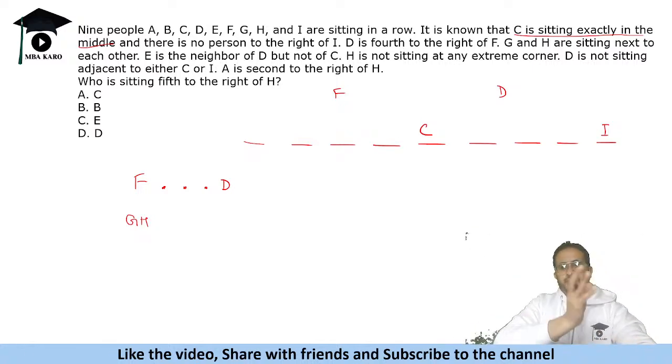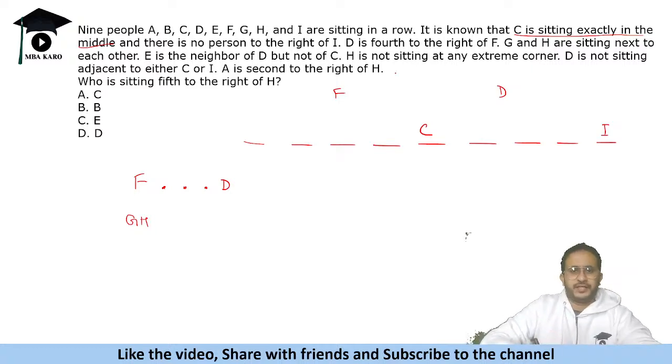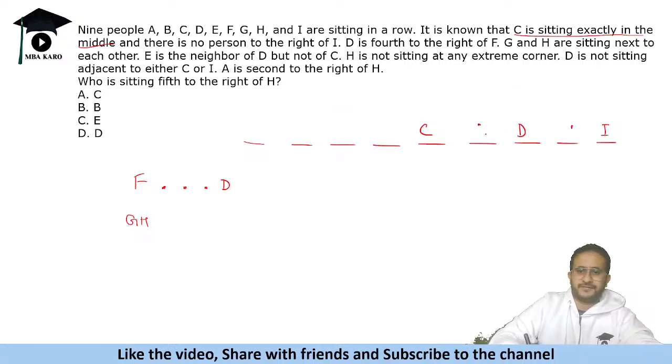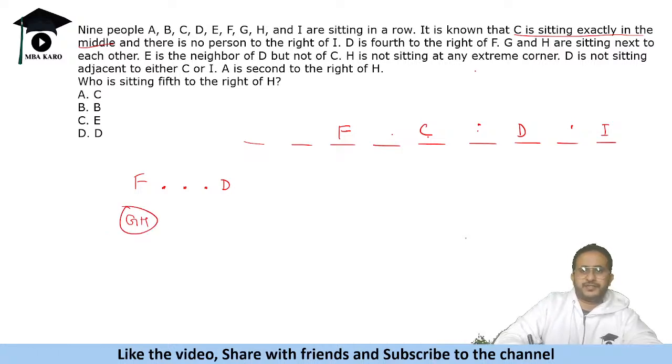On the left side of C. So that is clear. D is sitting neither adjacent to C nor I. So D cannot sit here, D cannot sit here, D will come here. So now we can place F. 1, 2, 3, 4. This is F. Right, this is also done. Then we are given G, H is adjacent and H is not sitting at an extreme corner. So this is G and H.